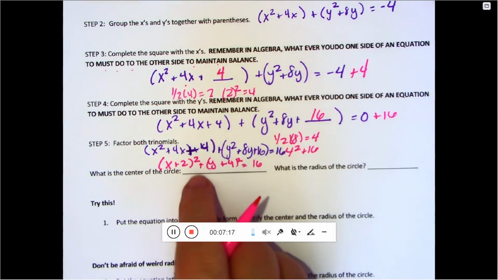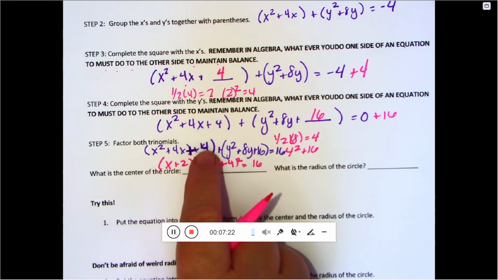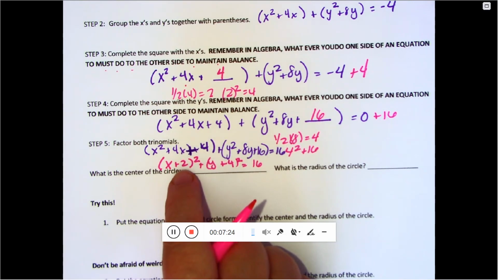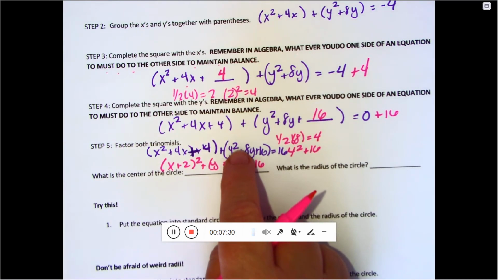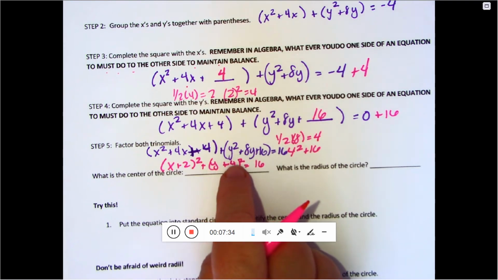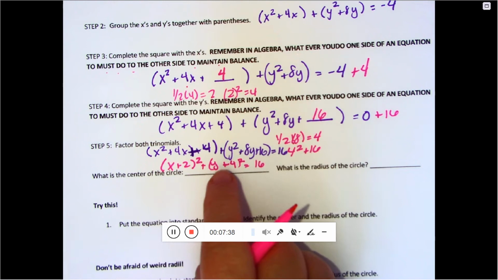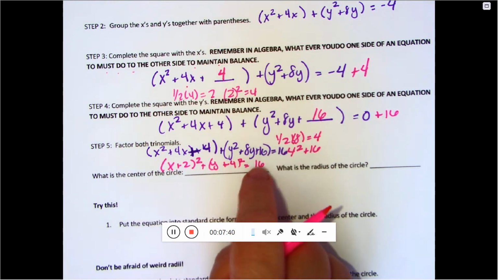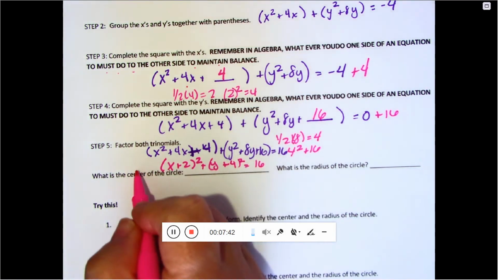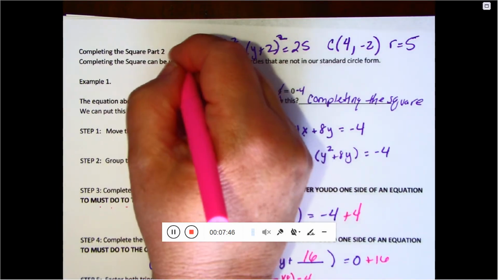I'm going to write this below here because I really squished it. x squared plus 4x plus 4 factors into x plus 2 squared, because remember, half of that middle number goes there. y squared plus 8y plus 16 factors into y plus 4 squared, because half of that 8 goes there and you have 16 there. Now do you see how this is in the familiar form of our circle? I'll scoot back up here.